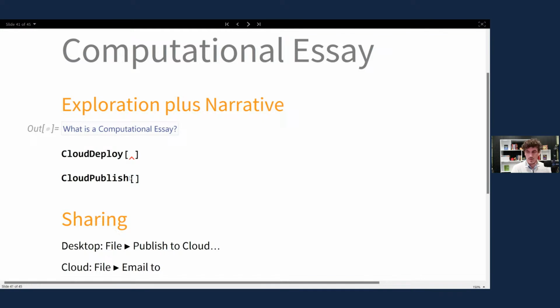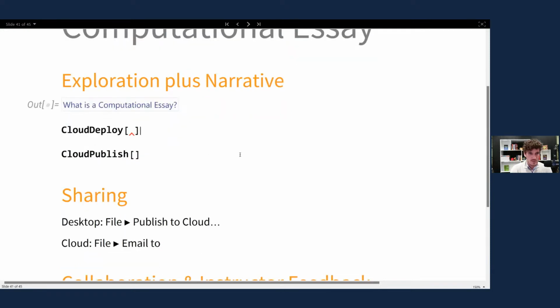This is a bit different than CloudDeploy because you can't execute the code. You can just see what's there. Okay, but that's why CloudDeploy is very powerful. And we have lots of webinars on this kind of thing if you're curious about sharing your code with others, or sharing apps that you've made, or that kind of thing.